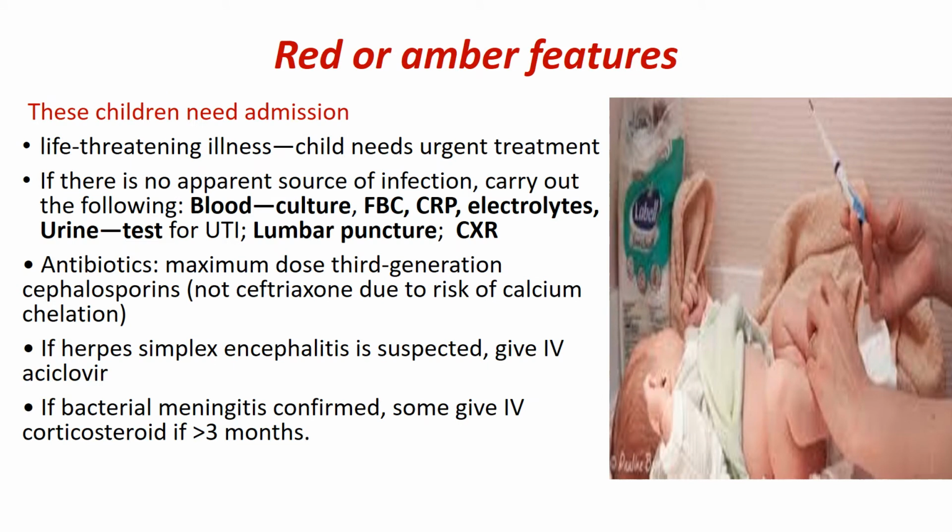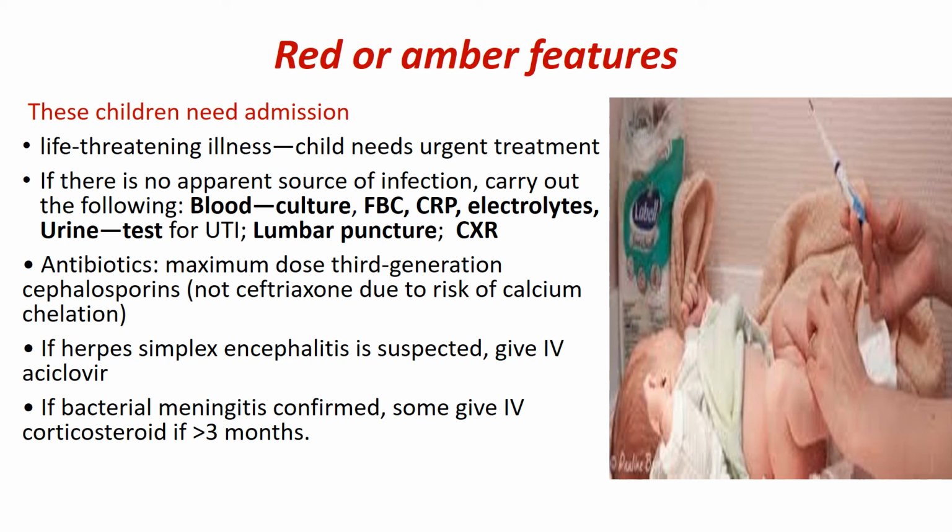Red or amber features: these children need admission. Red features: life-threatening illness, child needs urgent treatment. If there is no apparent source of infection, carry out the following. Blood culture, FBC, CRP, electrolytes, urine test for UTI. Lumbar puncture, if clinical assessment dictates it and no contraindications. CXR, if respiratory symptoms, signs and no other focus.